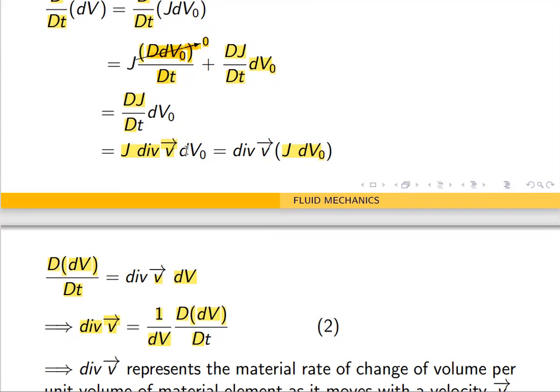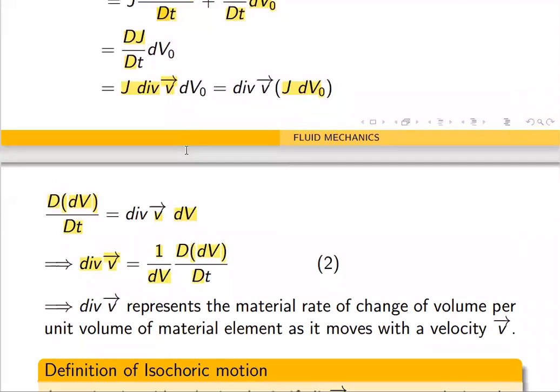So what is divergence v representing actually? It represents the material rate of change of volume per unit volume of the material element. See, the material rate of change of dV divided by dV. So it is the material time rate of change of volume per unit volume of the material element as it moves with the velocity v. So that is our equation 2. So divergence v is equal to this whole thing.